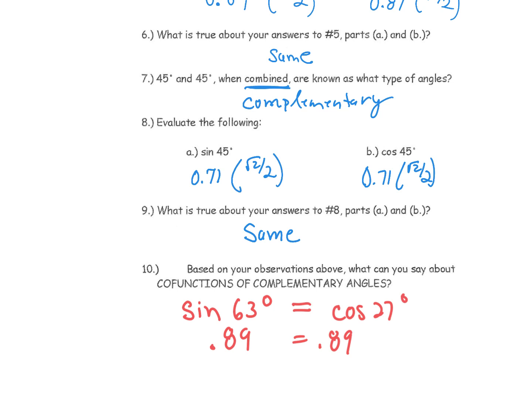All right, so maybe now you could confidently answer number 10. It says, based on your observations, what can you say about the cofunctions of complementary angles, angles that add to 90? What's true? Question number 10. We're going to try to write a sentence without using any pronouns. So no he, she, it, we, you, they.